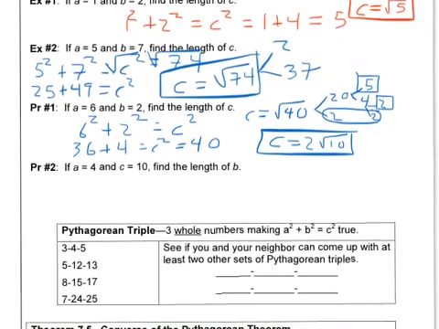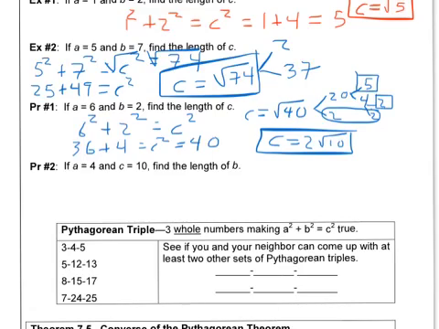So, there you go. This practice number 2 is a little bit tricky because they give us A and C now, and they want us to find the length of B. That's not that big a deal, but we just have to make sure we put everything in right. So we would say 4 squared plus B squared, because we don't know what that is, equals, sorry, not C squared.